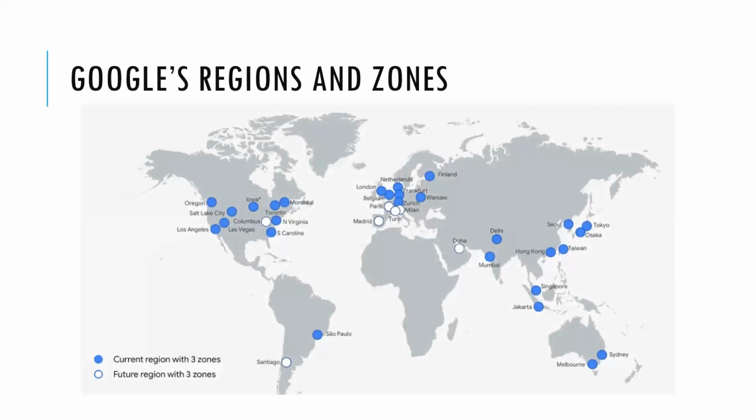So let's talk a little bit more about Google's regions and zones. When you talk about regions and zones, you might need to understand the geography. So in the whole geography, you have regions, and each region will have zones. A zone is kind of a data center actually. So a current region with 3 zones is shown in dark blue, and a dot with white is a future region with zones.